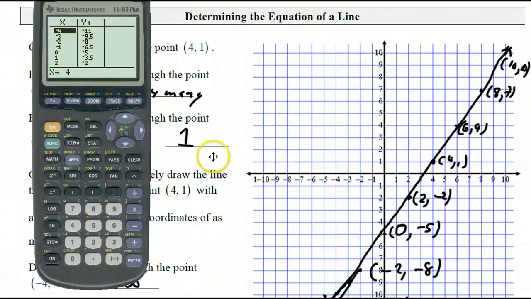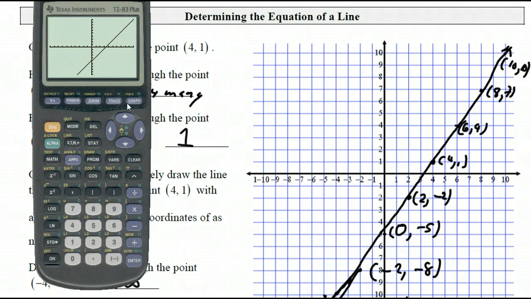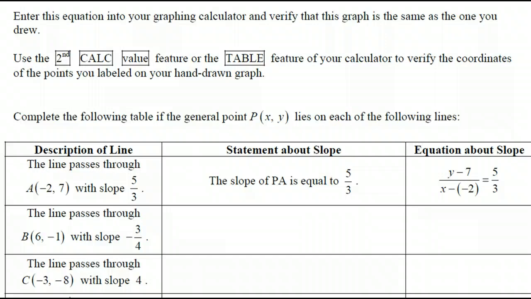Let's scroll down the table and see if we have. So we have 2, negative 2. We have 4, 1. We have 6, 4. We have 8, 7. We have 10, 10. So all those points are in there. Let's actually graph it this time. And there's our graph, which matches up with the graph that we see there. So I think we've accomplished all of the things. Use your graph to verify it's the same as the one you drew.